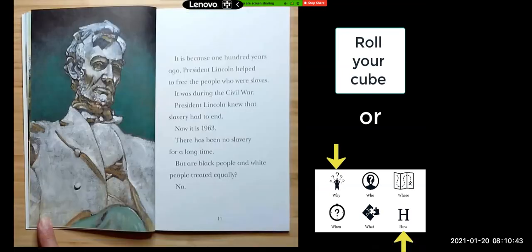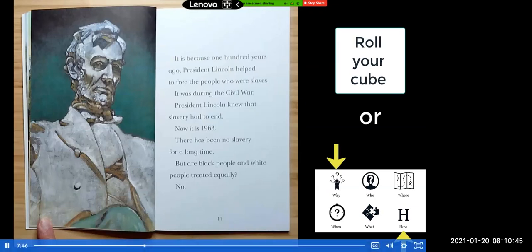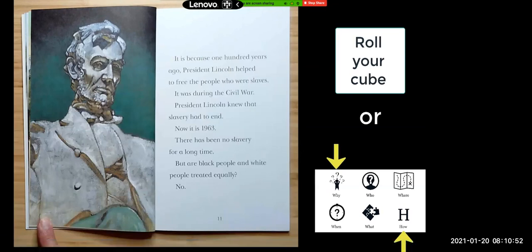It is because 100 years ago, President Lincoln helped to free the people who were slaves. It was during the Civil War. President Lincoln knew that slavery had to end. Now it is 1963. There has been no slavery for a long time.